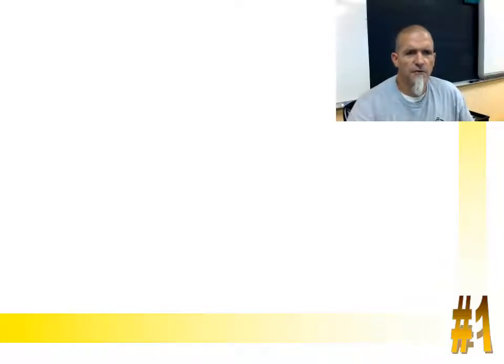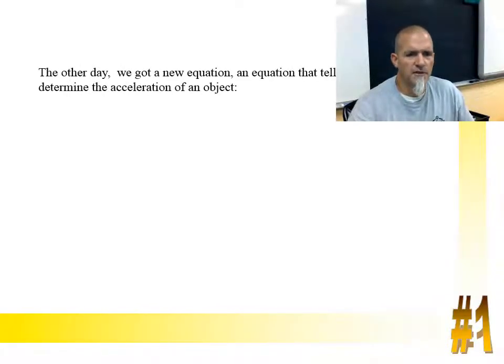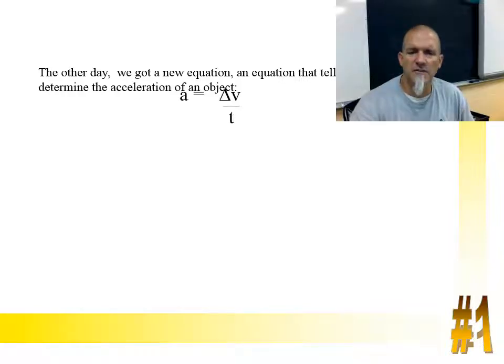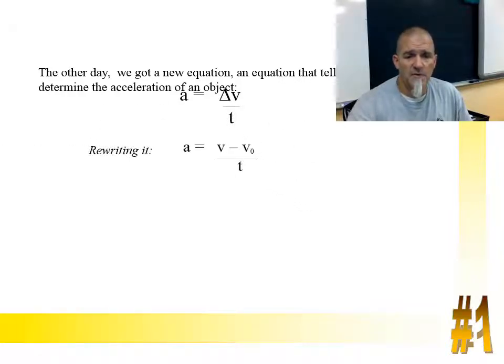Okay, so for this first equation, we're going to start off with this. The other day we got an equation that tells us how to determine the acceleration of an object. And that was this, that acceleration is change in velocity over time, delta v over t. We can expand that equation a little bit, or write out what we mean by delta v. And if we do that, we're going to rewrite it this way, that delta v means final velocity minus initial velocity, or v minus v0.